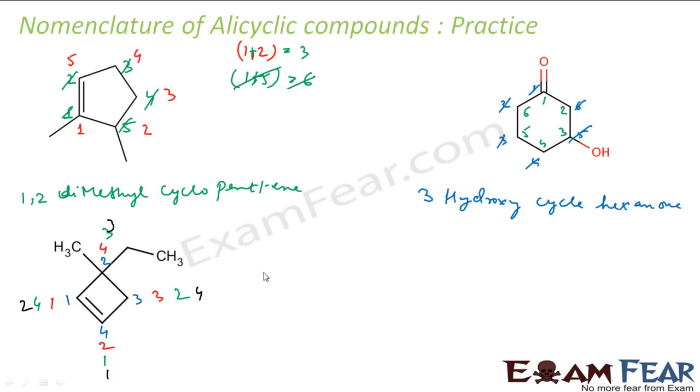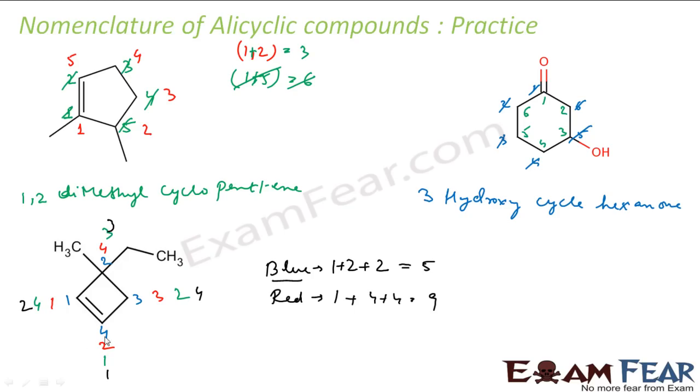So if I take blue, let me write everything in black. If I take blue color, in this case my alkene anyway is at 1, but my ethyl and methyl are at second position. So 1 for alkene, 2 for ethyl and 2 for methyl. So 1 plus 2 plus 2, that is 5. If I consider the red one, so 1 for alkene and then 4 for ethyl, 4 for methyl, that is 9.